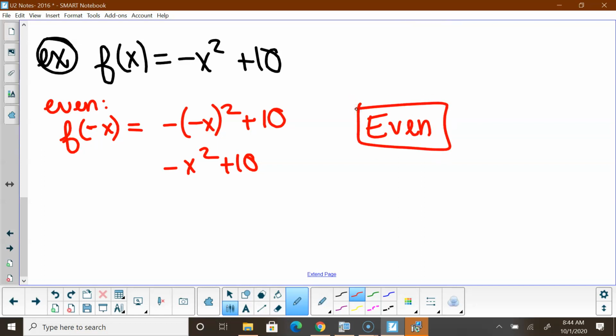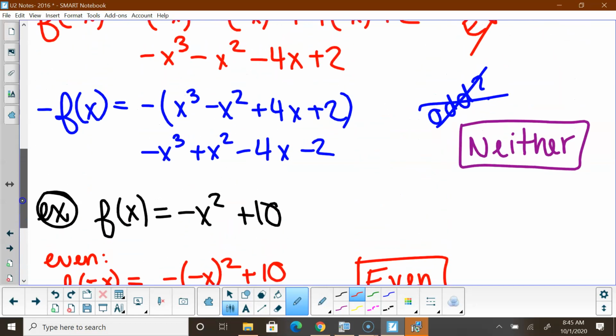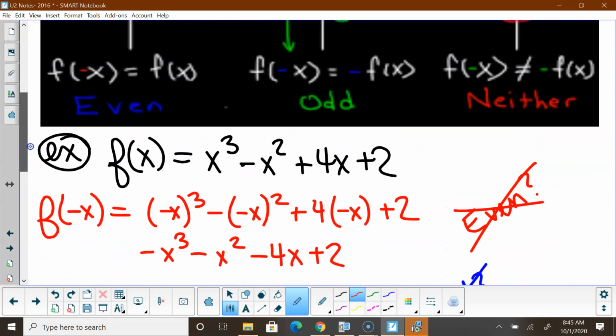Do I have to keep going to check and see if it's odd too? Nah, be done. All right. Now the reason you want to check and see if it's even first is because remember, I need to know what f of negative x is, so I can even check to see if it's odd. So why double the work if I can check and see if it's even, and then I've already got half of what I need to check and see if it's odd.